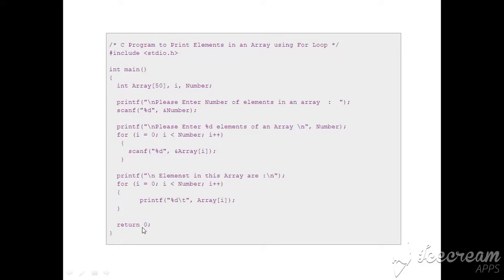So this return 0 is because you have taken it as int main. If you have void main, you need not write this.